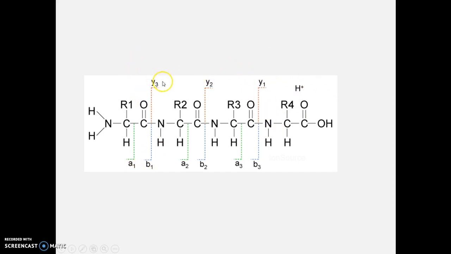So B and Y are corresponding ions, but you can also break here. And if you do, you make an A ion. And of course you can break here and make a C or a Z or a Y, but they're much less likely in collisionally activated dissociation. We'll talk more about them in the future.